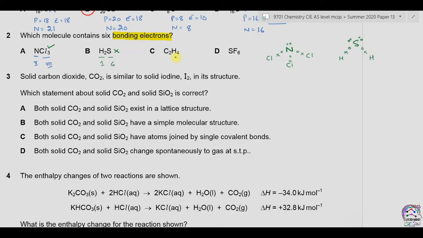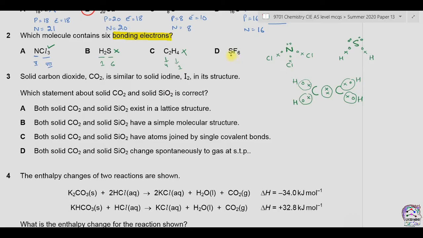C is C2H4. Carbon has 4 electrons in the outermost shell and hydrogen has 1 electron. So let's draw the structure of C2H4. Carbon makes one covalent bond with another carbon, and makes a single covalent bond with 2 hydrogen atoms. The second carbon also makes single covalent bond with 2 hydrogen atoms. Now the bonding electrons are 1, 2, 3, 4, 5, 6, 7, 8, 9, 10. So therefore this is also incorrect.